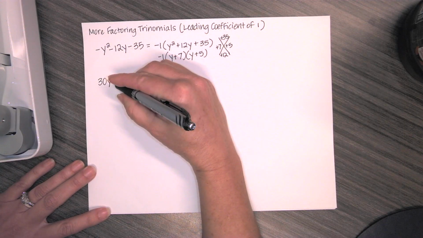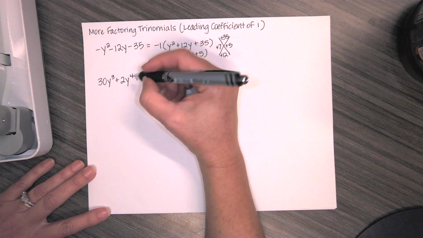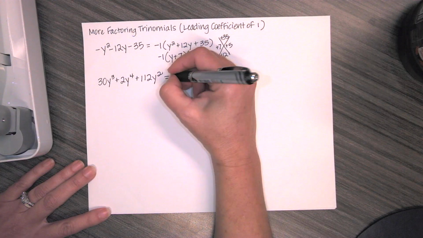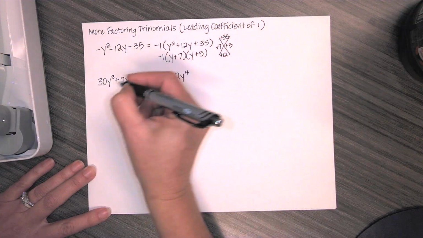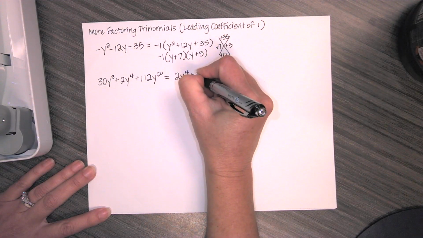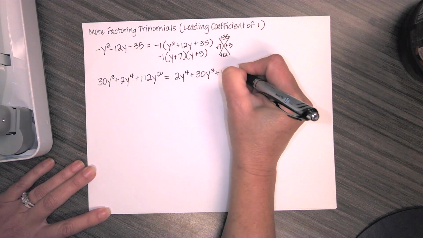We need to put our terms in order by descending powers of the variables. So the highest power of y that I see is y to the fourth. So that term needs to go first, 2y to the fourth. Then the 30y cubed. And last, the 112y squared.